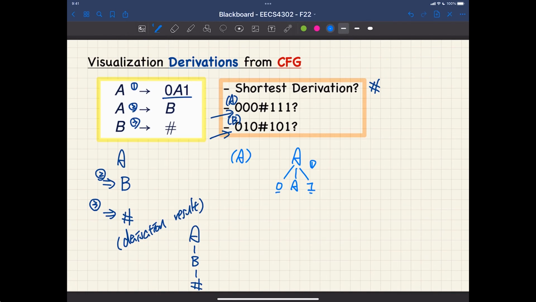What about A? We got another 0. Well, we just got basically 0 and 1 here. We need another pair of 0 and 1. So again, by rule 1, 0, A, and also 1. Right, we got 0, 1 here. We just need one more. By the same derivation rule 1, we got 0, A, and 1. And then by derivation rule 2, get to B. And then by derivation rule 3, we get to hash. And if you look at the leaves, 0, 0, 0, hash, 1, 1, 1. So we do have a derivation, right?